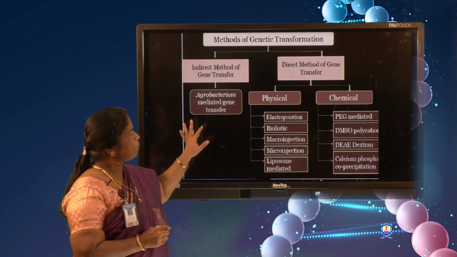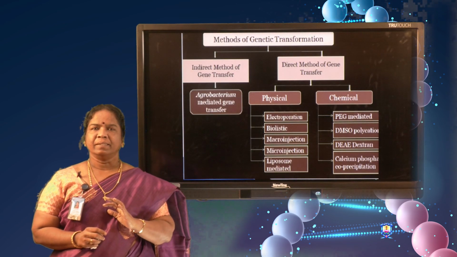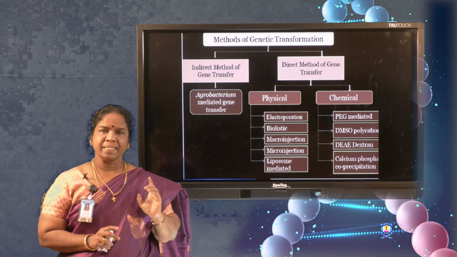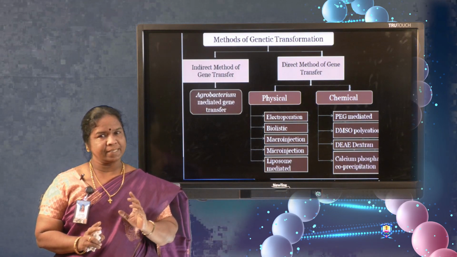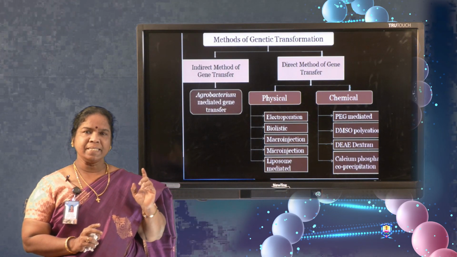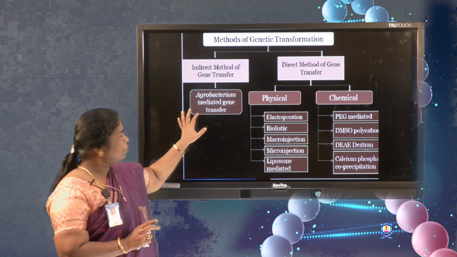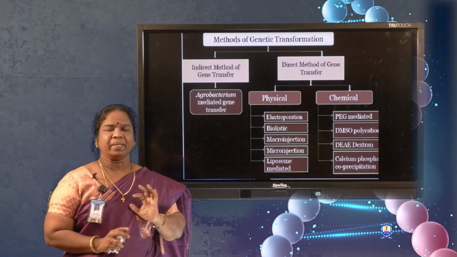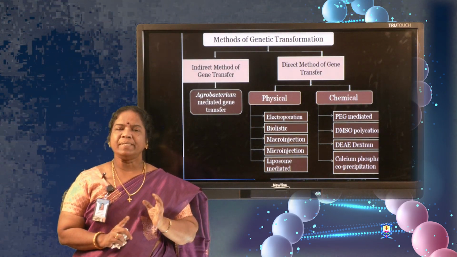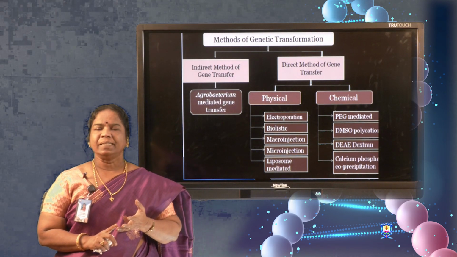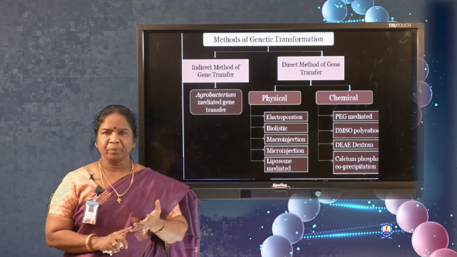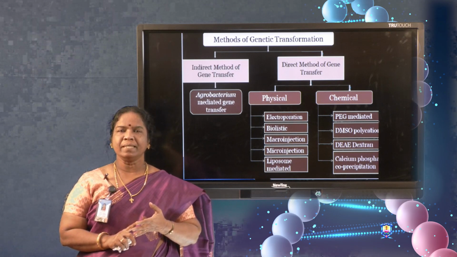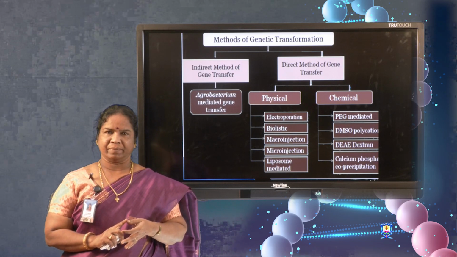Gene transfer techniques can be divided into two types: indirect gene transfer methods and direct gene transfer methods. The indirect gene transfer methods include Agrobacterium-mediated gene transfer. The direct gene transfer methods are again divided into two types: physical methods and chemical methods. The physical methods include electroporation, microinjection, macroinjection, biolistics and liposome-mediated gene transfer techniques.